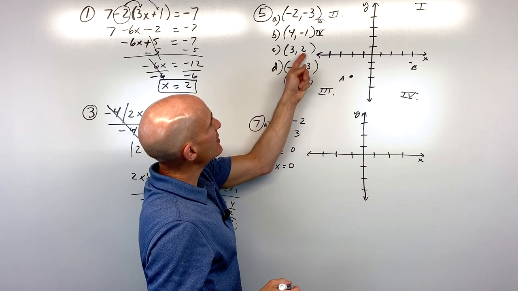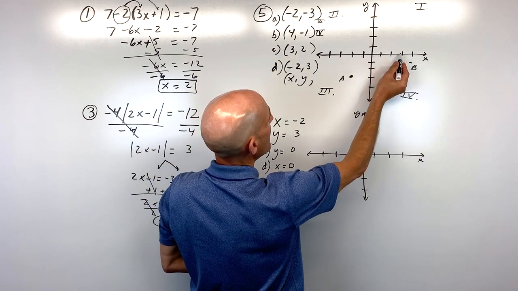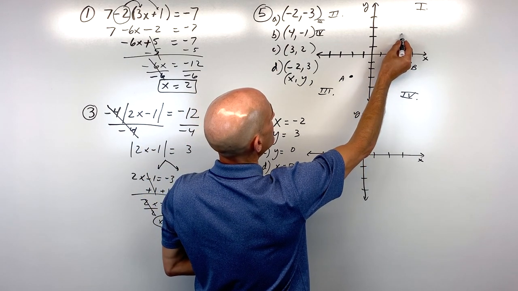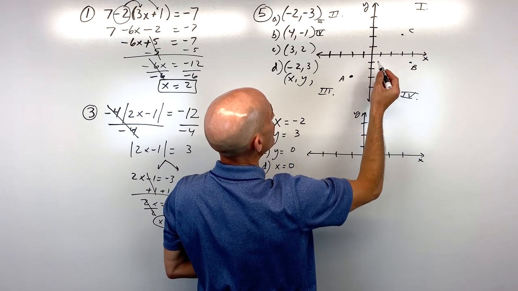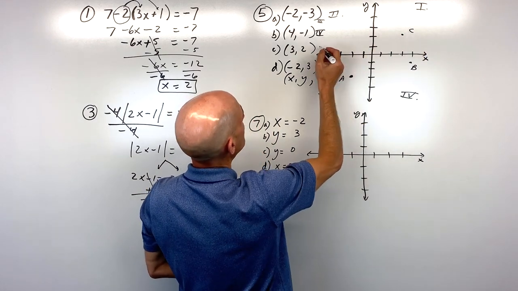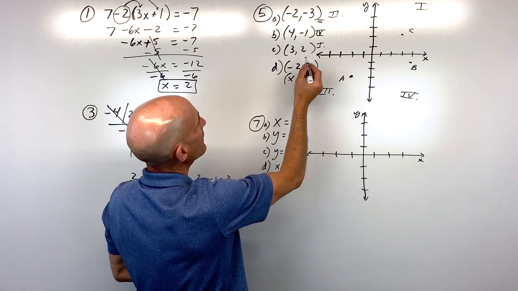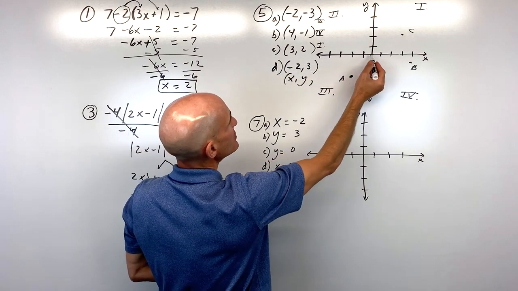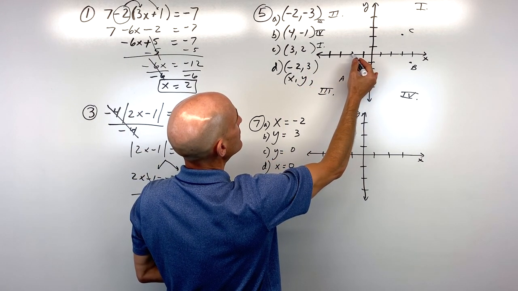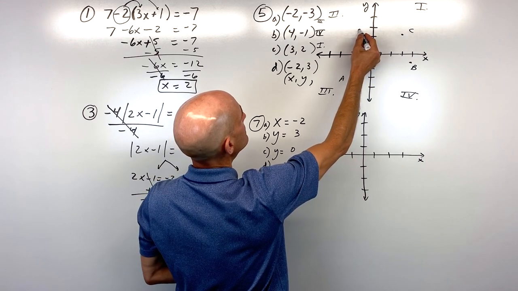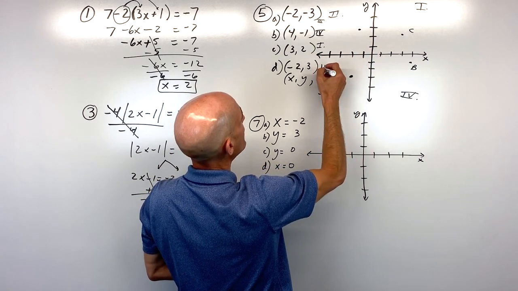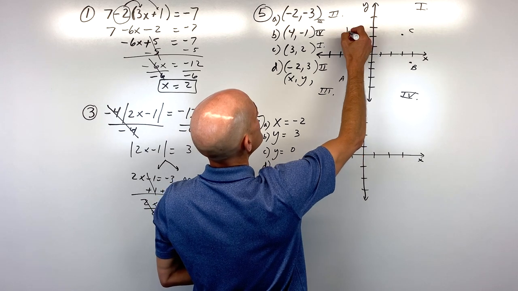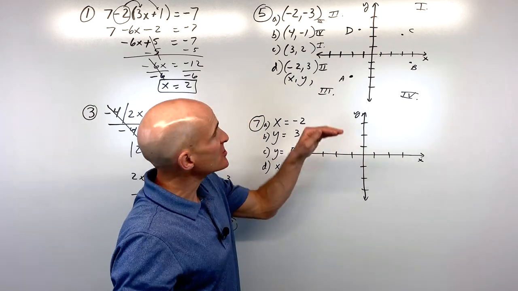Number C here, 3 comma 2. So we're going right 3 on the X, up 2 on the Y, and that's point C. And that's in quadrant number 1. And then letter D here, negative 2, 3. So we start here, we're going left 2, up 3. That puts us right here in quadrant number 2. And let's label that point D. So remember, it's just like a number line.